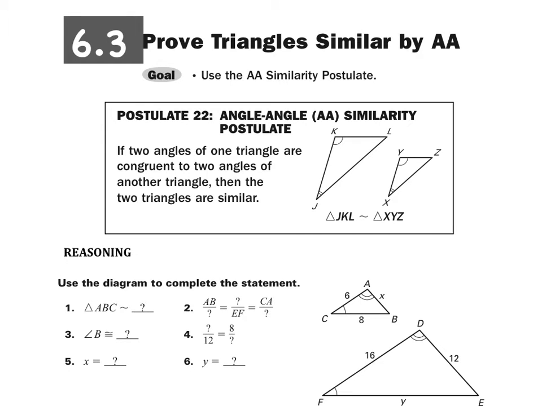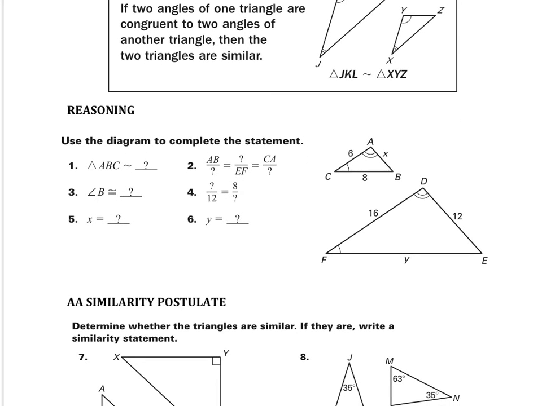Proving triangles similar by AA. So we're going to use the AA similarity postulate. And it states if two angles of one triangle are congruent to two angles of another triangle, then we can say the two triangles are similar. So we're going to look at some reasoning here.